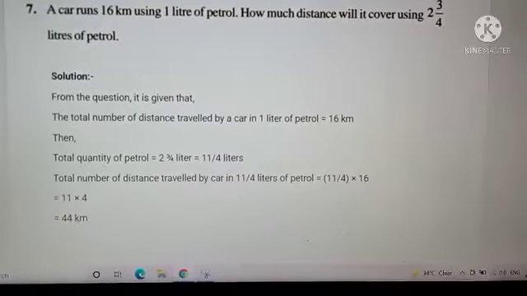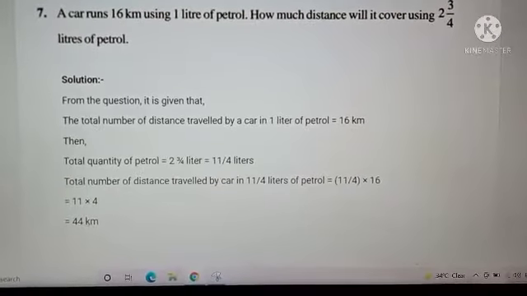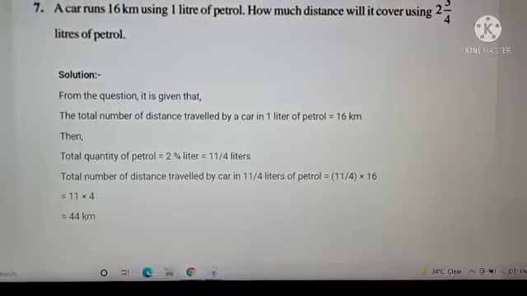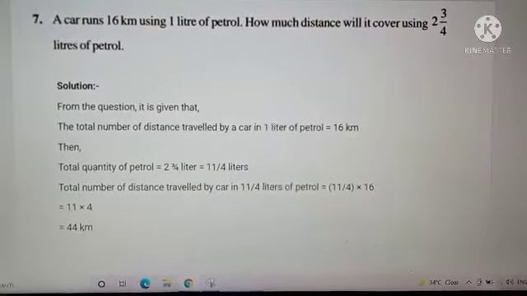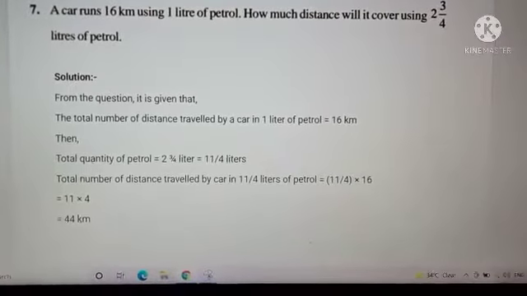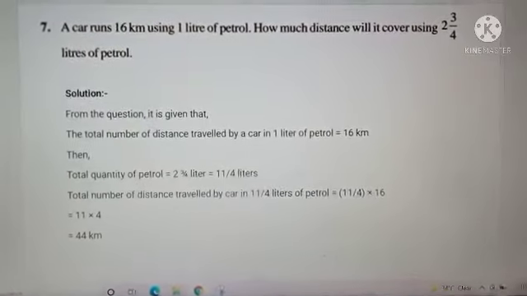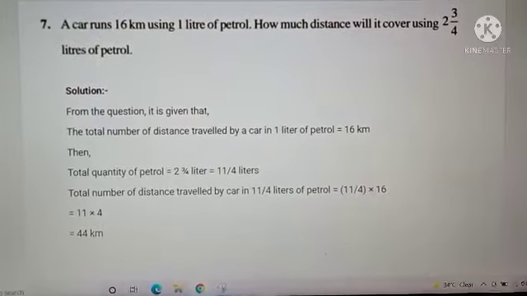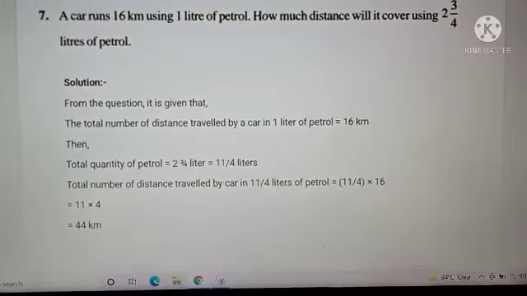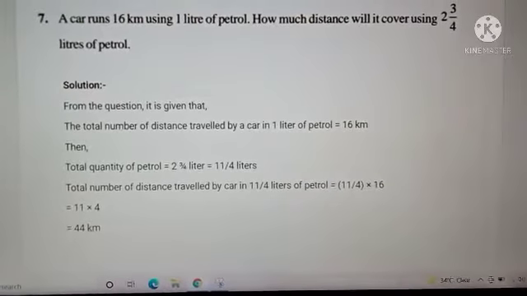Total distance travelled by car in 11 by 4 liters of petrol is 11 by 4 into 16. From where did we get this 16? It is given in the question. A car runs 16 km using 1 liter of petrol. Using 1 liter of petrol, the car runs 16 km. So, total quantity of petrol is 11 by 4 liters.